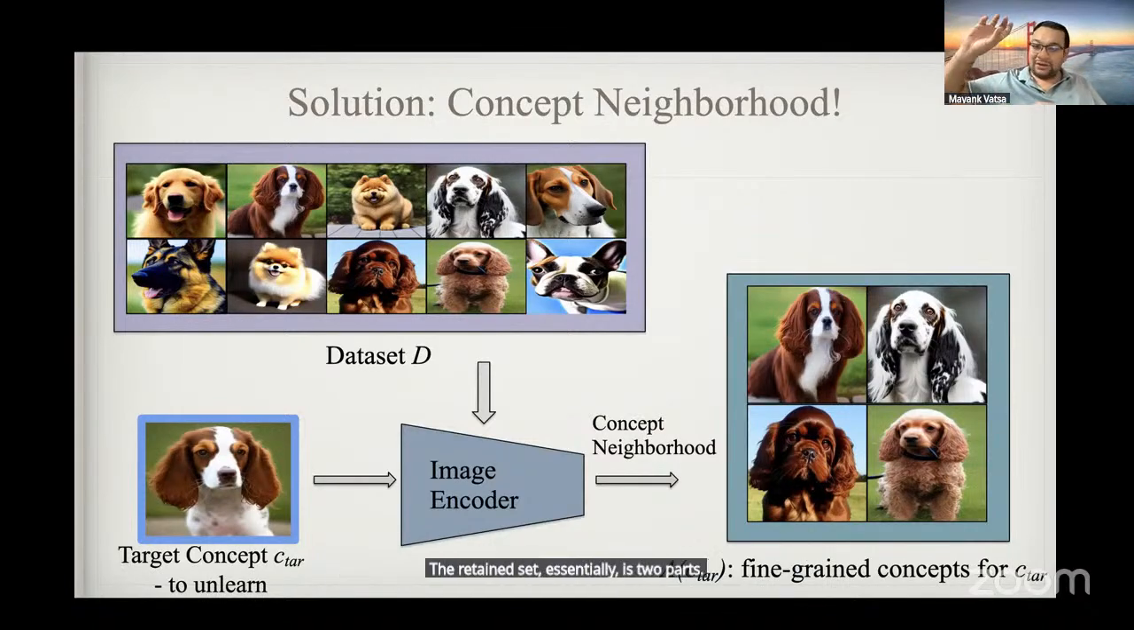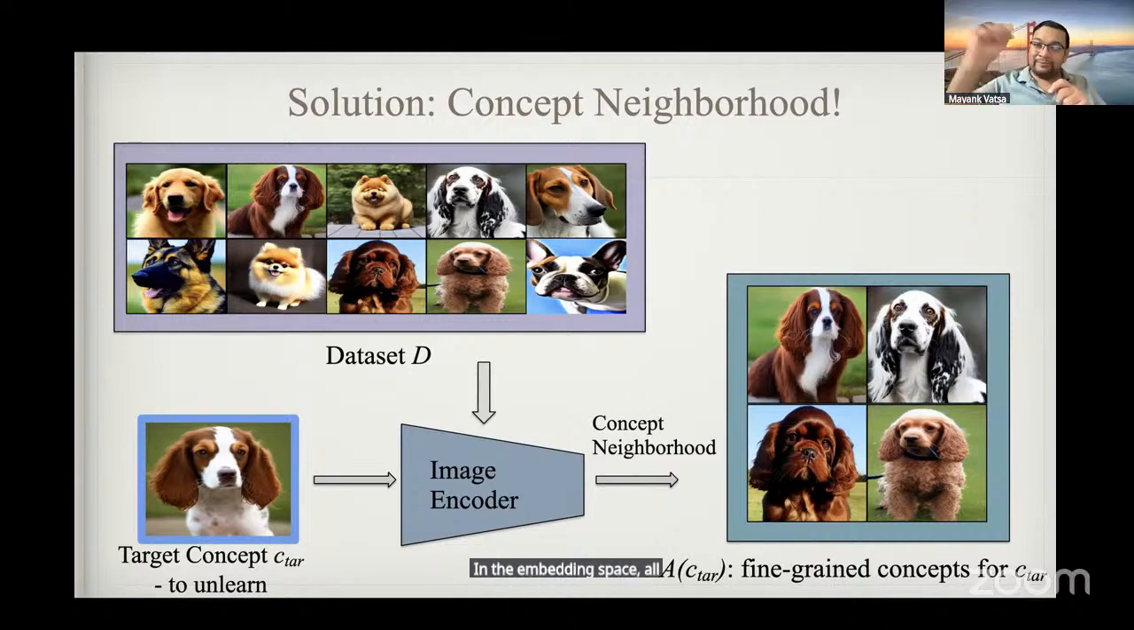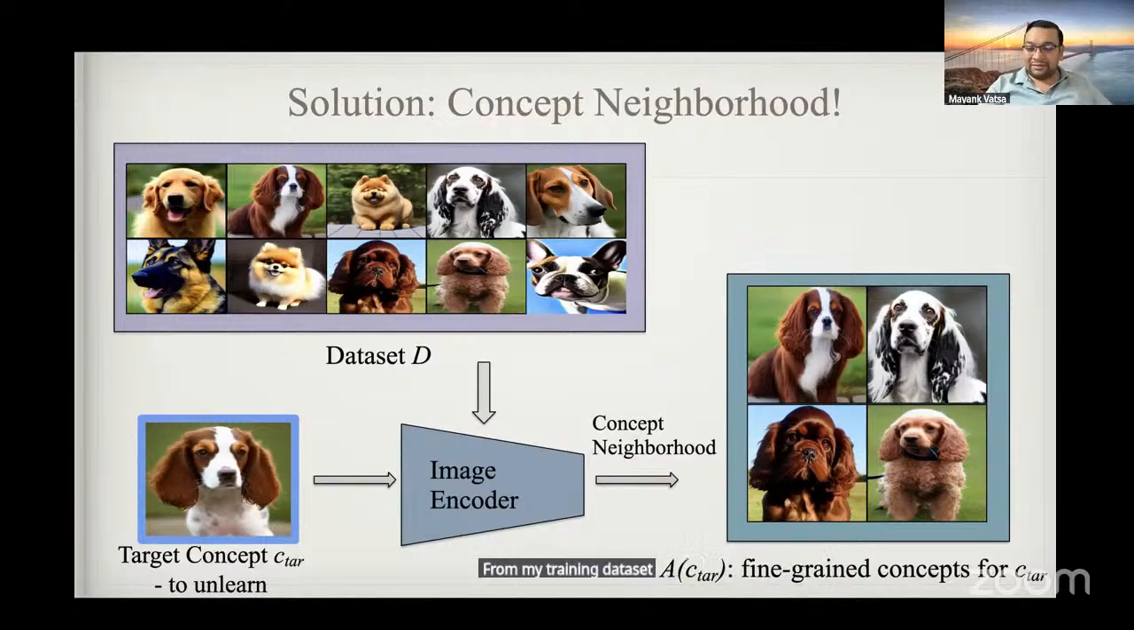One is all the coarse set, and another is all the samples in the embedding space which are close to this particular CTAR concept space. So using the embedding distance, we figure out which are the closely related concepts from my training data set. Okay, and that's what we call fine-grained concepts for CTAR.